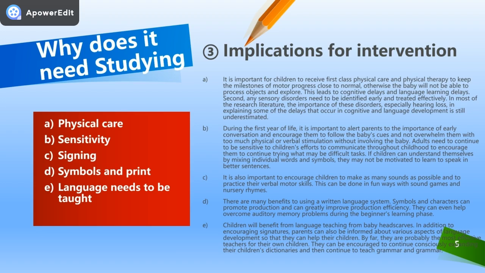If children can make themselves understood by using individual words and symbols, they may not be motivated to learn to speak in better sentences. Third, it's also important to encourage children to make as many sounds as possible to practice their oral motor skills. This can be done in fun ways with songs, games, or nursery rhymes.